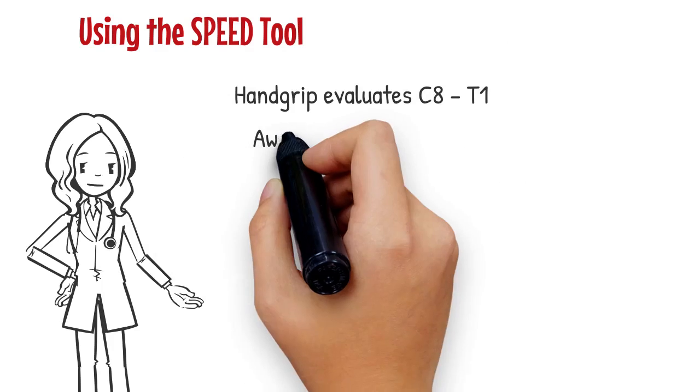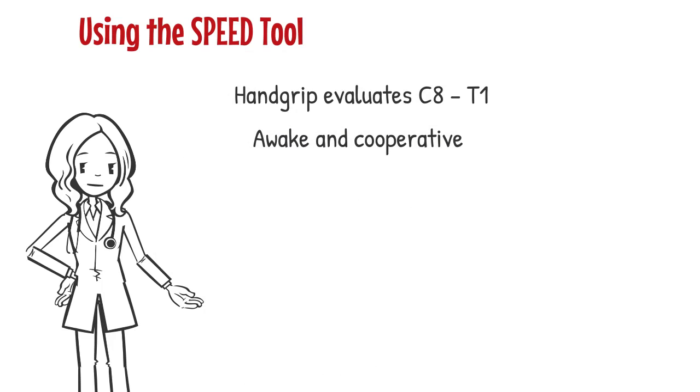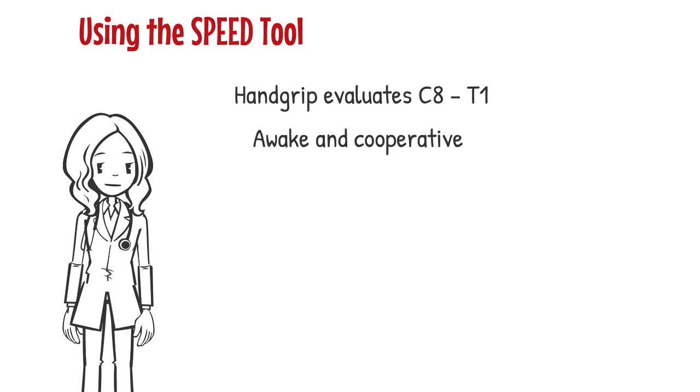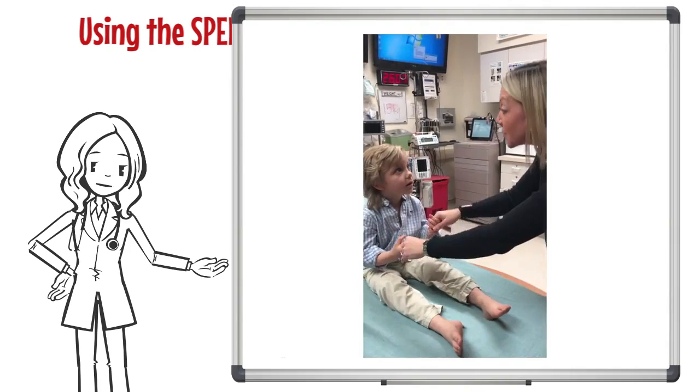Remember, the patient has to be awake and cooperative for SPEED to be performed. The obtunded patient may grip as a reflex. Let's watch a short video that shows this part of SPEED being performed. Can you squeeze my hands?